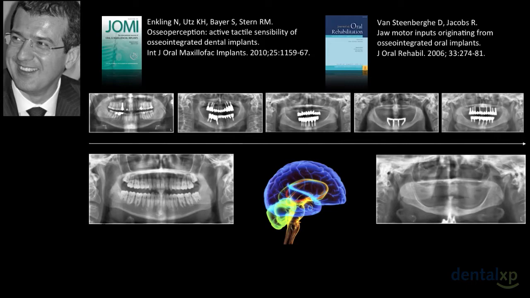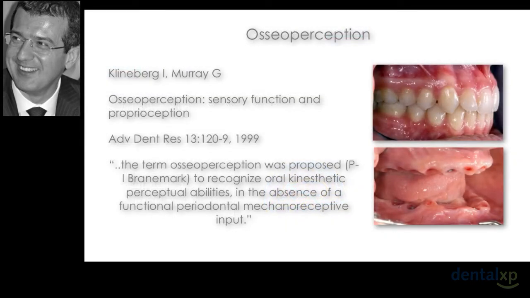In the last case, the patient is much more similar to an edentulous patient because he does not have any periodontal mechanoreceptor. So in these patients, what is working is something called osseoperception. And osseoperception is a term which was proposed by Brånemark to recognize the oral kinesthetic perceptual abilities in the absence of a functional periodontal mechanoreceptive input. So osseoperception is very important because we have patients functioning also when there is no information coming from periodontal mechanoreceptors.